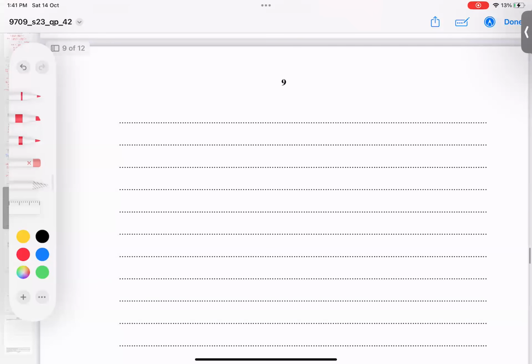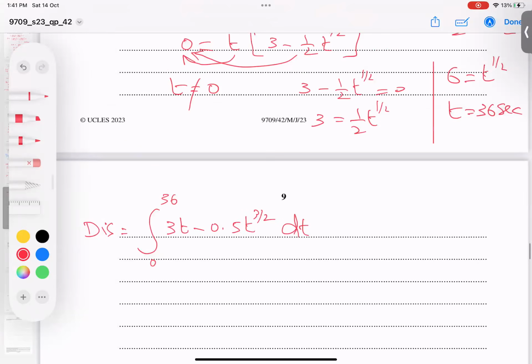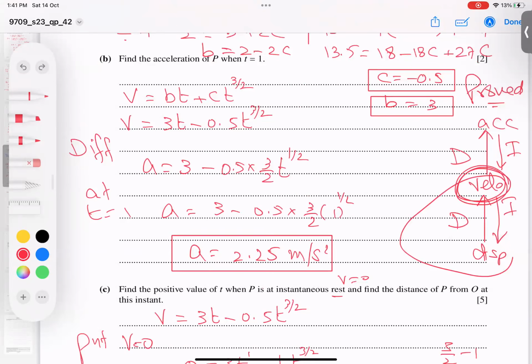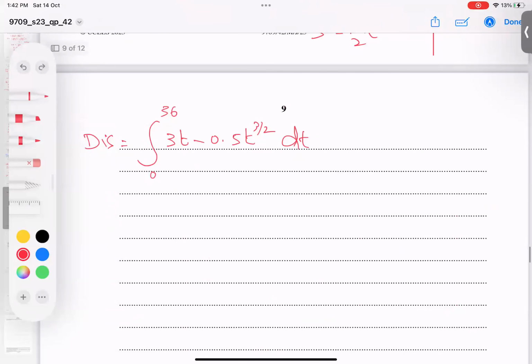You can ask me, sir, why integrating? Because I said before, if I need to find distance, I will integrate with limits 0 to 36. Why? Because he said that at this instant. And I said before, I have the velocity, so I have to go back. So I will go for integration. Let's try to solve it.